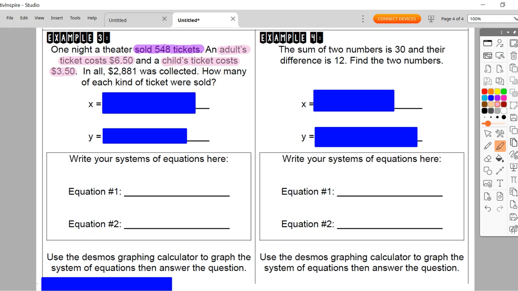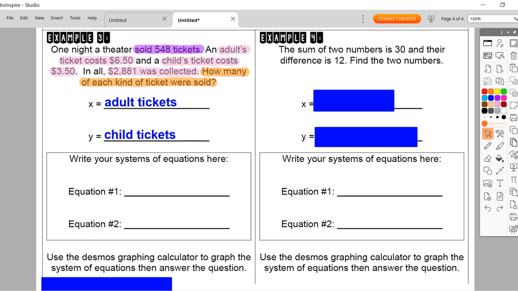In all, last number we have is $2,881 was collected. How many of each kind of ticket were sold? That's going to be the question I answer at the end. So let's start with talking about the two categories we have here. I have two types of tickets, and that's how I know I'm going to use standard form. But we're going to start with defining our variables. The first type of ticket was adult tickets, and the second type of ticket was child tickets.